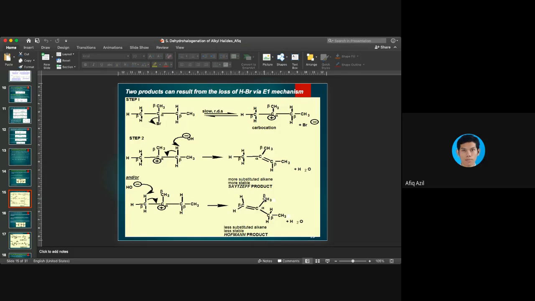And on this side, you have 1 carbon, 2 carbon. So this is 2 substituents. So you have 3 and 2. This is more substituted, less substituted.